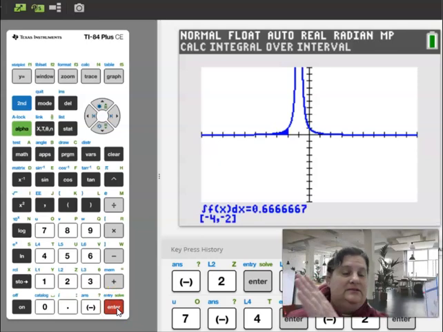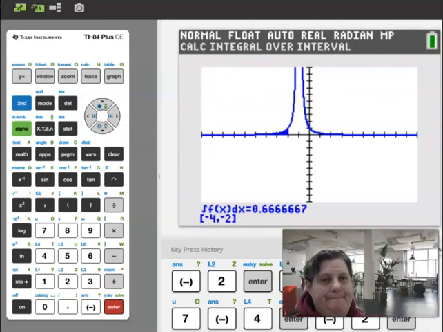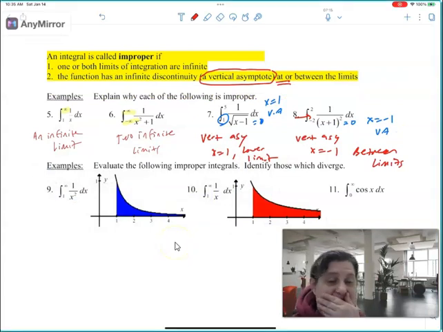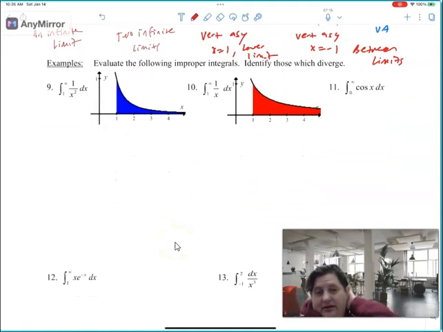It'll calculate that because it's not going over the asymptote. You just can't go past the asymptote. Okay? Now, some of these things, you can actually figure them out. They can converge or they can diverge.